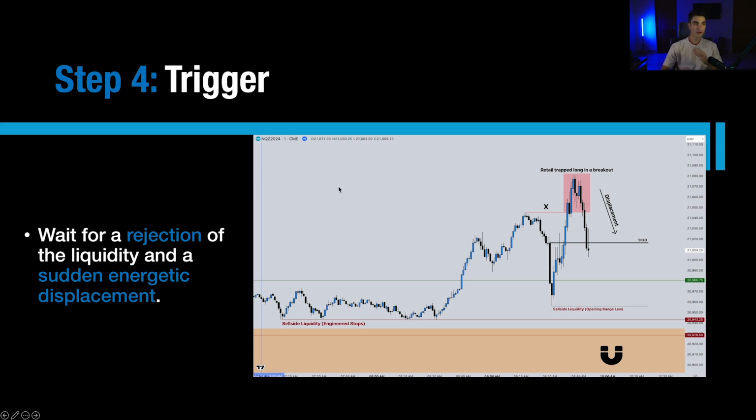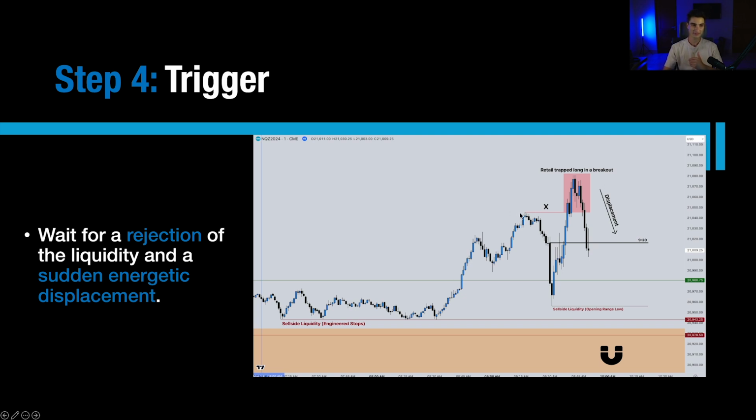So what we're going to wait for, the trigger for step 4 to then look for an entry, is we're going to wait for a rejection of the liquidity and a sudden energetic displacement. So what that means is the liquidity's been traded into here, the buy side, and then we want to see a rejection of that liquidity that's sudden and energetic. And that's what we refer to as a displacement.